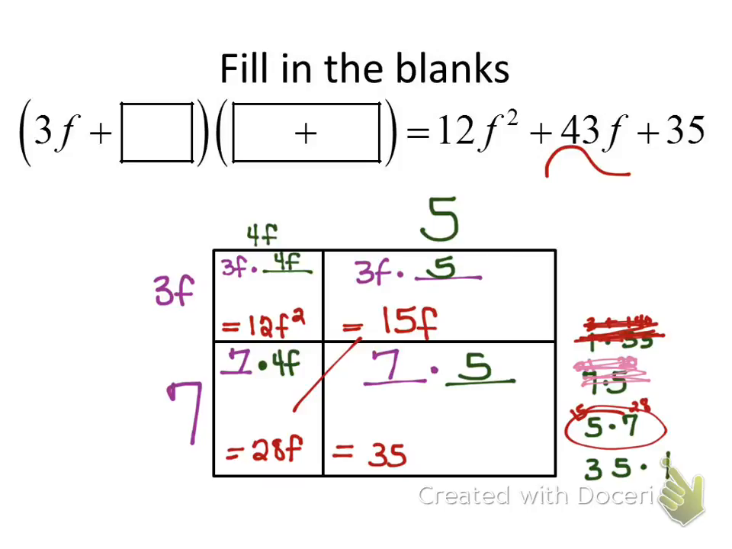Okay, so what's the second height that I'm going to plug in for my blanks now? The 7. And then the width is 4F plus 5. And that's it. It's kind of confusing, but it's easy. You just really have to stop and think and remember where everything goes.